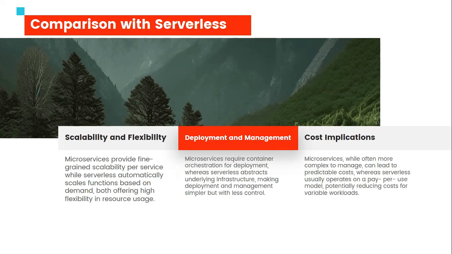So scalability and flexibility, right? Microservices provide fine-grained scalability per service, while serverless automatically scales functions based on demand, both offering high flexibility in resource usage, right? So in that scenario, you can use fine-grained scalability per service, and the serverless concept has a lot of facilities provided from the cloud, where you can automatically scale the functions, right? Microservices require container orchestration, nothing but you will create a container using Docker, and then you will deploy these containers on Kubernetes. That is what we call container orchestration for deployment, right?